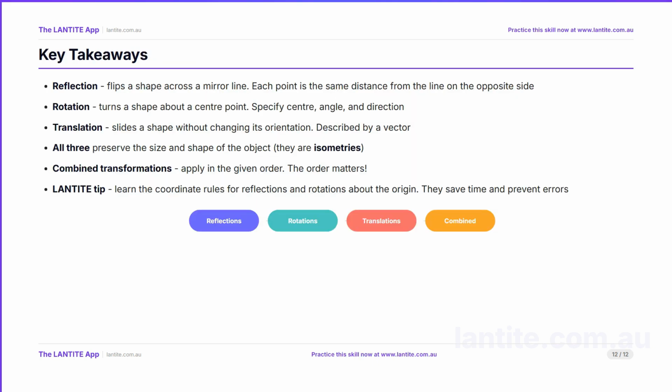Let's recap the key ideas. A reflection flips a shape across a mirror line. A rotation turns a shape about a center point, and you must specify the center, angle, and direction. A translation slides a shape without changing its orientation. All 3 transformations are isometries, meaning they preserve the size and shape of the object. When performing combined transformations, always apply them in the order given because the order matters.